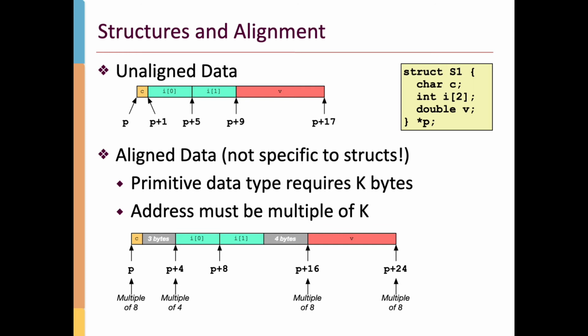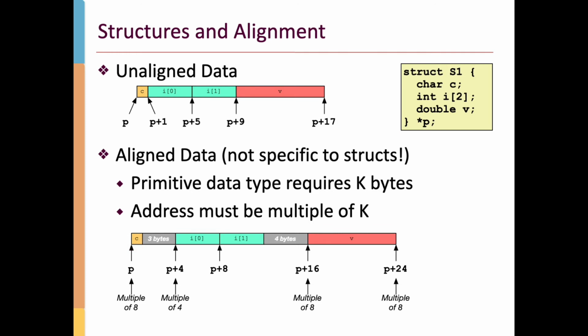Or if it's trying to store a pointer or a double or a long, which are 8 bytes wide, it's going to always store those at an address that's a multiple of 8, or an address that's evenly divisible by 8. So in fact, the way that would store this structure in memory is shown in the second example, where P again is the beginning of where this gets stored, and we're going to put the character at the very beginning of that. Because the character is only 1 byte wide, we can store it at any location in memory, because any location in memory is evenly divisible by 1.